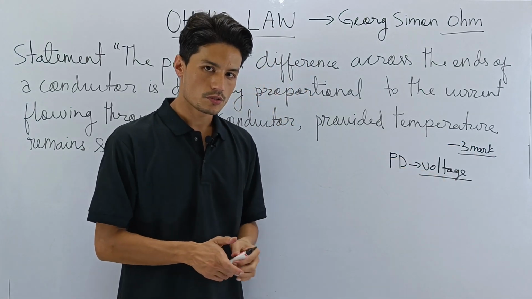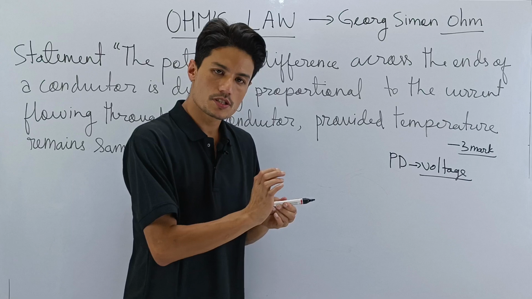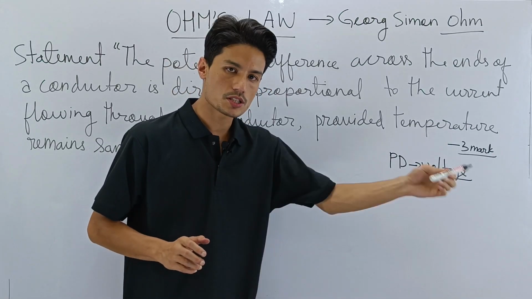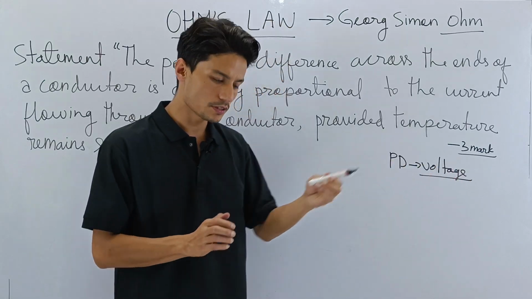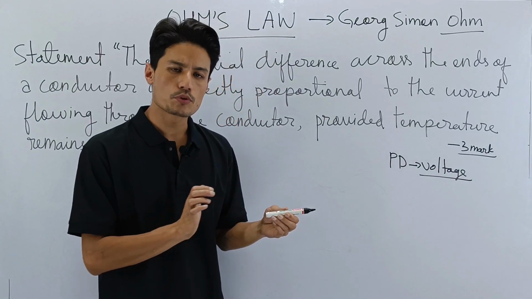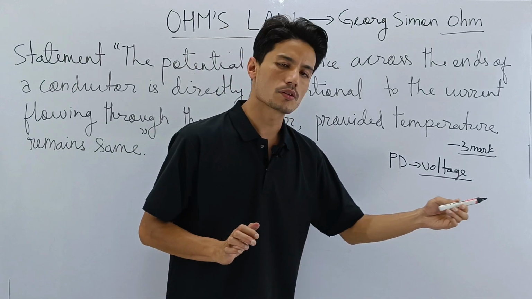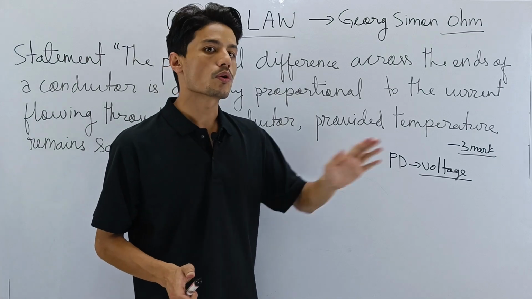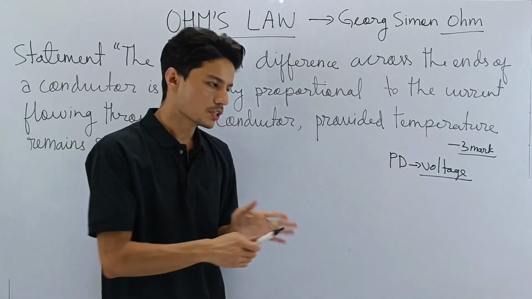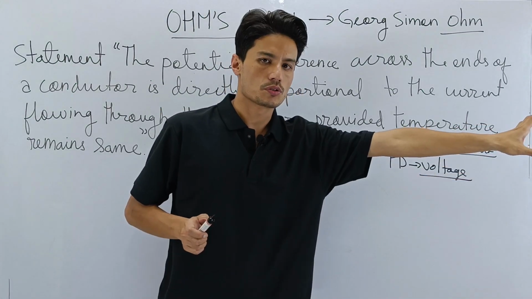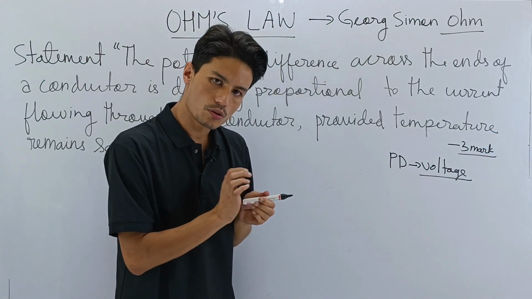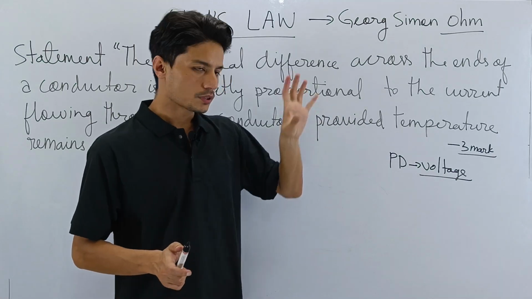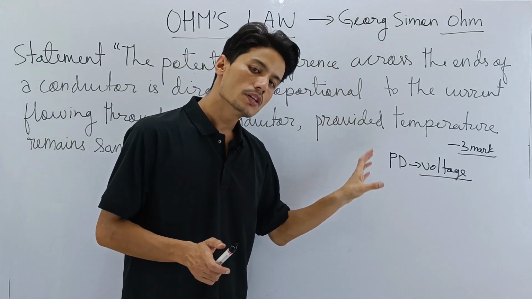Got it? So if the push is strong, if potential difference is more, then what happens? More charge will pass through in a short amount of time. But if the push is weak, then charge will travel slowly. So remember this: the more the potential difference, the more the current. The stronger the push, the more charge will pass through. So potential difference is directly proportional to current flow.